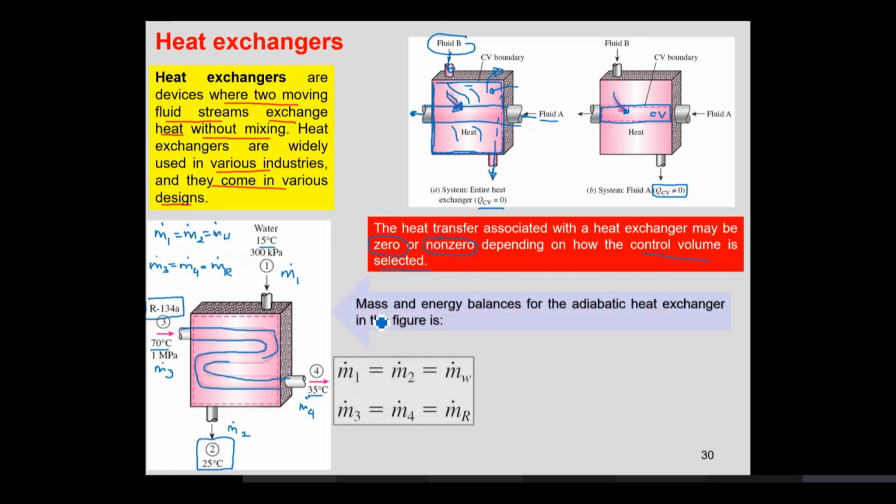So the mass balance equation, for an adiabatic heat exchanger or otherwise, would be that the rate of mass entering through inlet 1 is equal to the rate of mass leaving from exit 2, which is the mass flow rate of water, and the mass flow rate of refrigerant at inlet 3 is equal to the mass flow rate at exit 4.